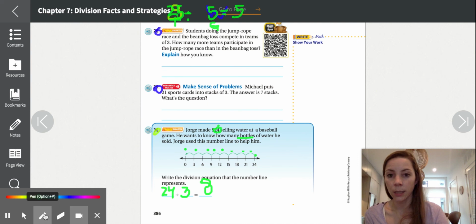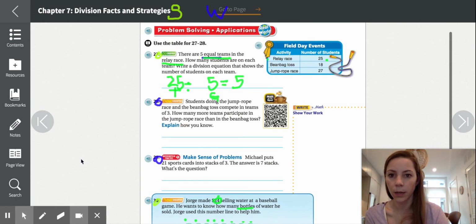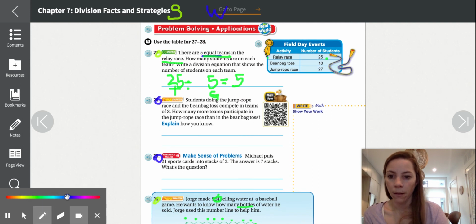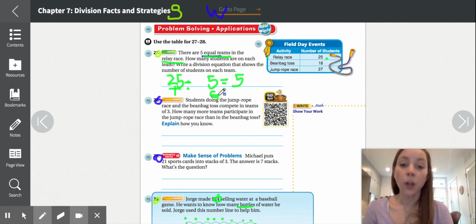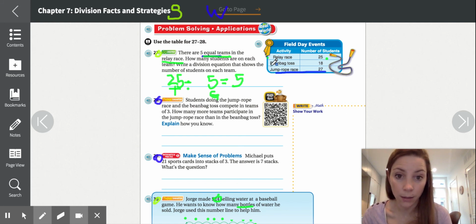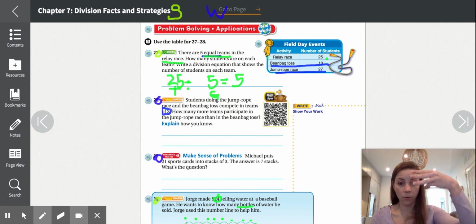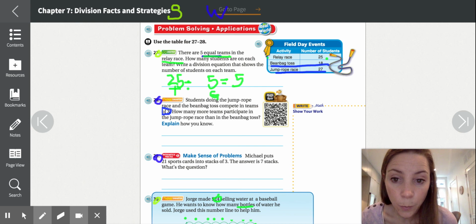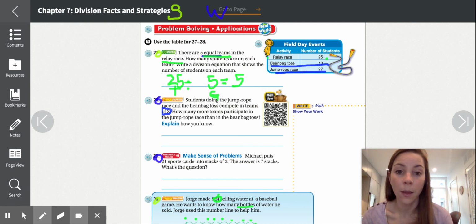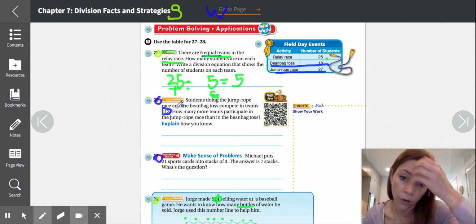Okay, Windy Cities, let's try yours. Probably need to see this up here. Okay, it says students doing the jump rope race. So right away, I know I'm going to be looking at jump rope race and the beanbag toss. So I'm looking at those two. Compete in teams of 3. Remember, the 3 is at the end here, so it means there are groups of 3 in each. How many more teams participate in the jump rope race than in the beanbag toss? I have another clue word here. Okay, so first let me go back up to the first.